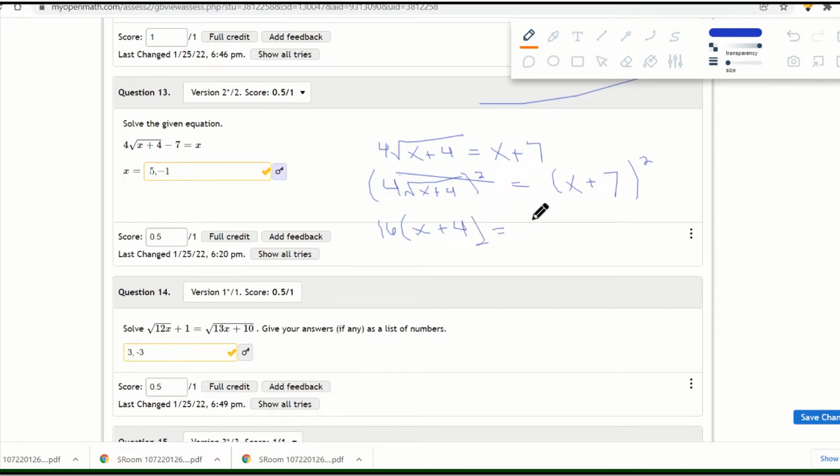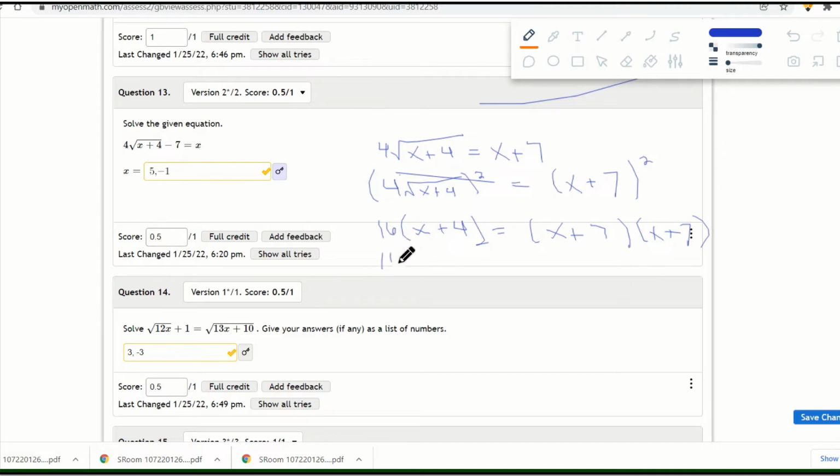Now, usually where people make their mistake is multiplying this out on the right side. So when you multiply x plus 7 squared, write it out as what it means. It means x plus 7 times x plus 7. It is not x squared plus 49. You miss your middle terms if you do that. So I'm going to multiply everything out now.